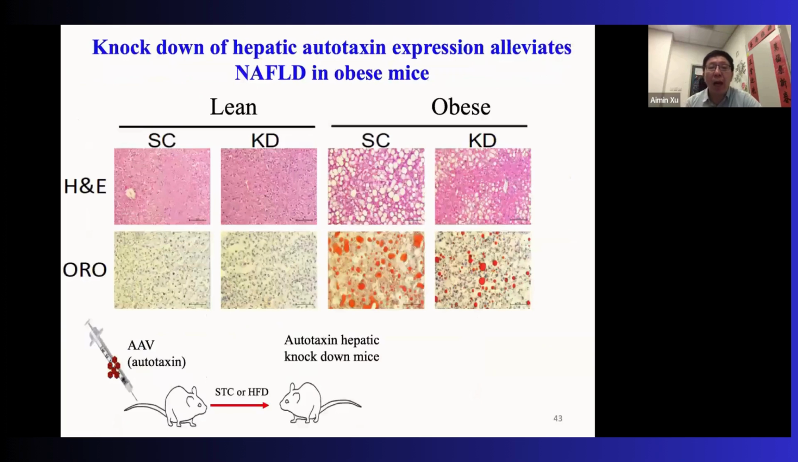If we knock down the hepatic autotaxin, as you can see from here, the high-fat diet induces fatty liver, but if we knock down the hepatic expression of autotaxin using the adeno-associated virus approach, the fatty liver is decreased.